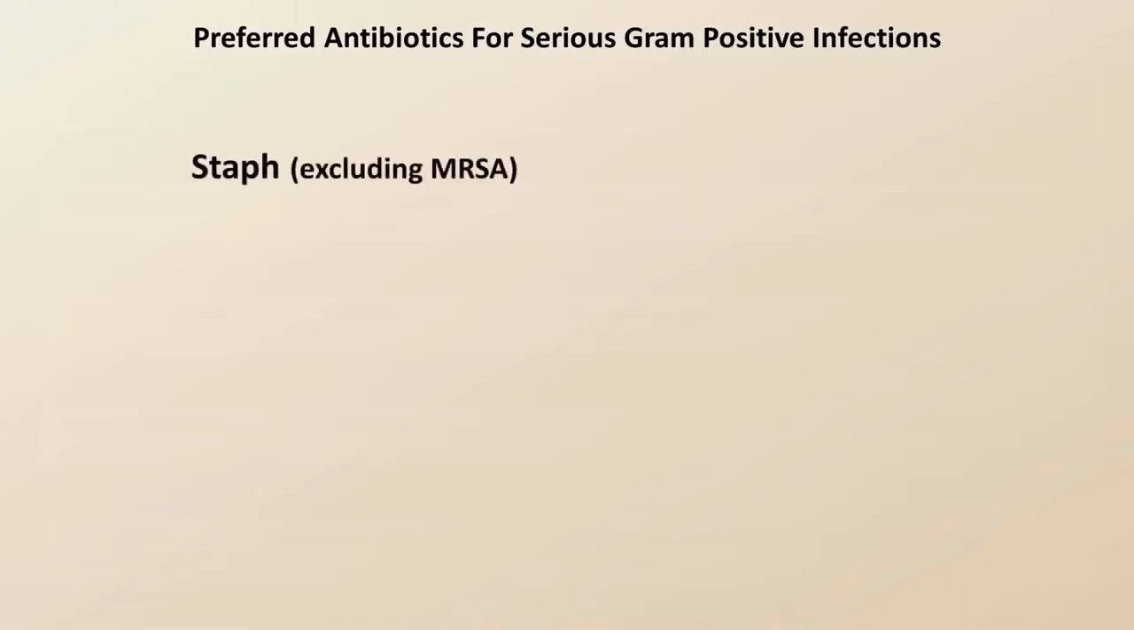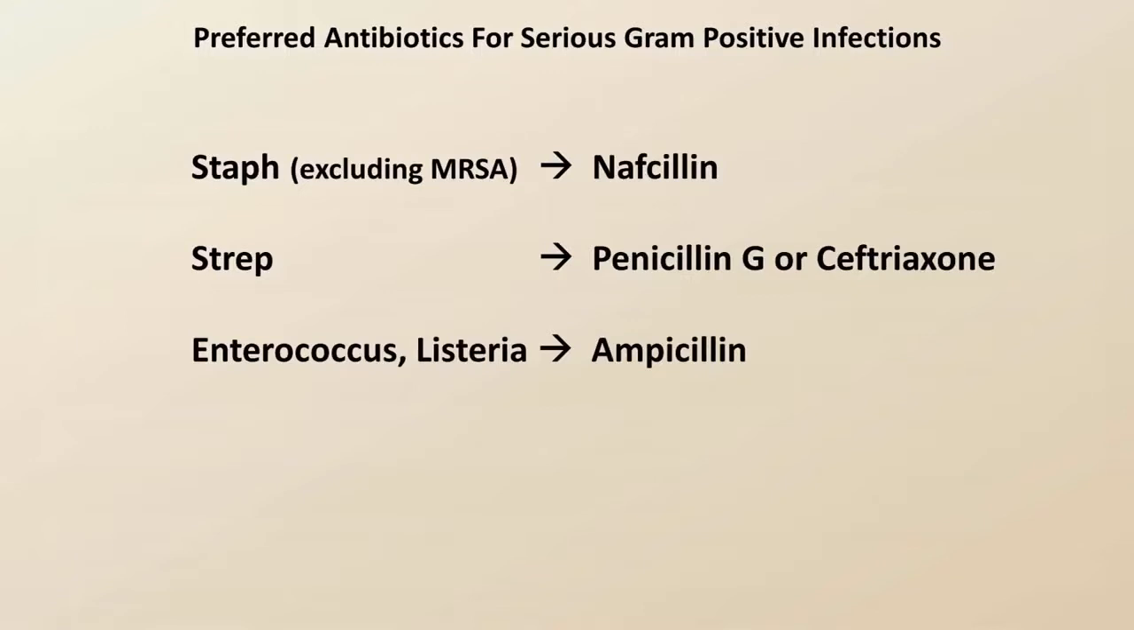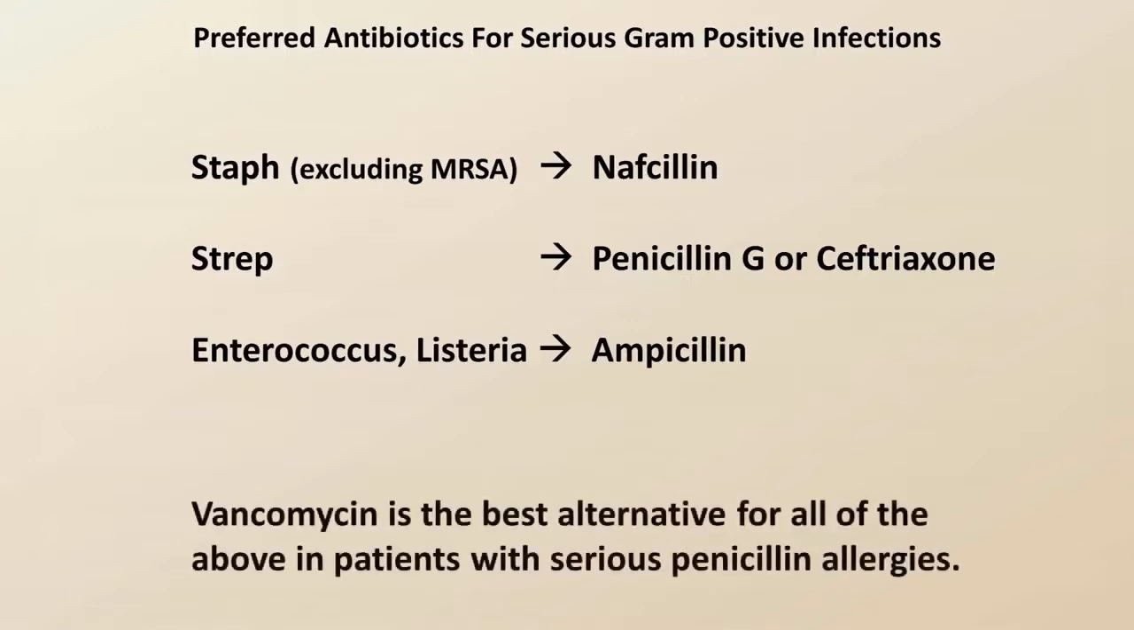Staph infections, excluding MRSA, can typically be treated with the anti-staph penicillin nafcillin. Strep infections can typically be treated with penicillin G or ceftriaxone. Enterococcus and Listeria can typically be treated with ampicillin, remembering that Enterococcus faecium is often resistant to common antibiotics. And vancomycin is the best alternative for all of the above in patients with serious penicillin allergies.